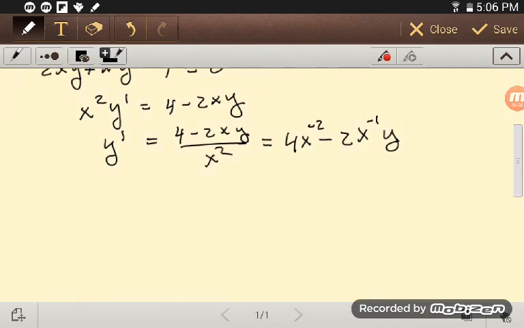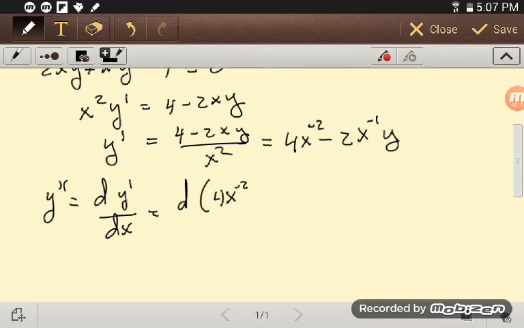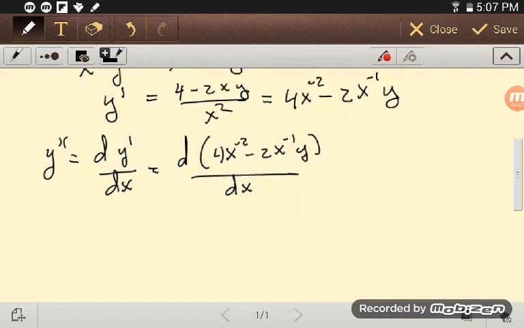Okay, so now to get my y double prime, well, that's just the derivative of y prime with respect to x. And so I will take the derivative implicitly of 4x to the negative 2 minus 2x to the negative 1 y with respect to x. So that is equal to, well, the 4x to the negative 2, not a problem. I bring down the negative 2, multiply by the 4, so I get negative 8x to the negative 3.